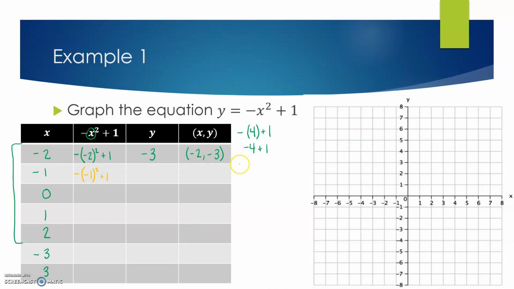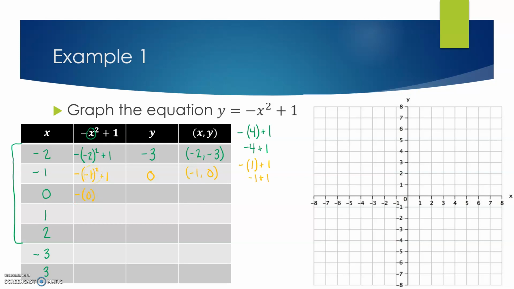Now I'm going to show my work over here. Negative 1 squared is positive 1 because it'd be negative 1 times negative 1, and then plus 1. So this would give me negative 1 plus 1, which is 0. So I'm going to have the point negative 1, 0.